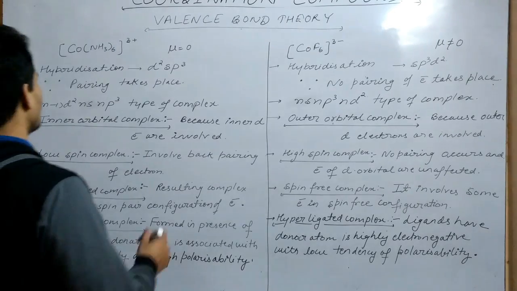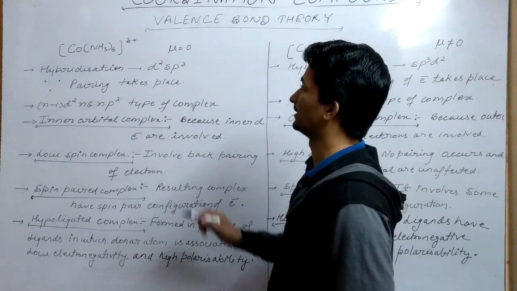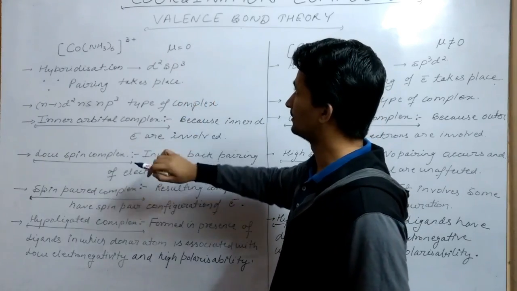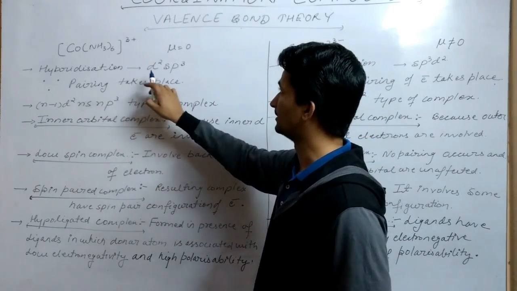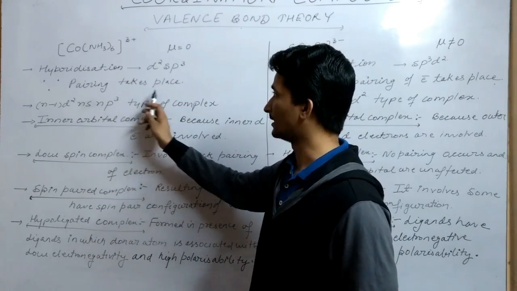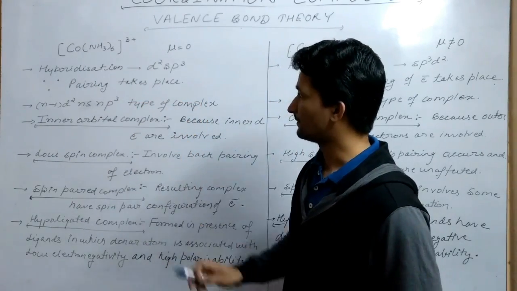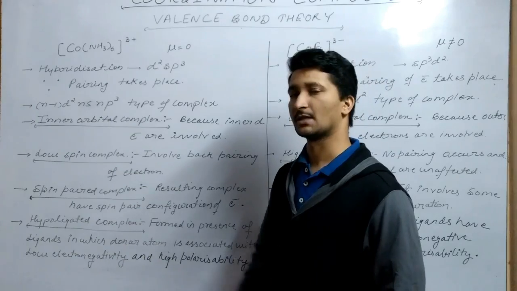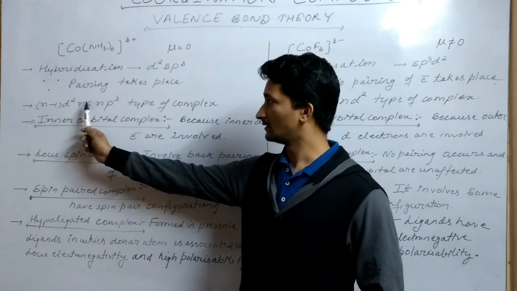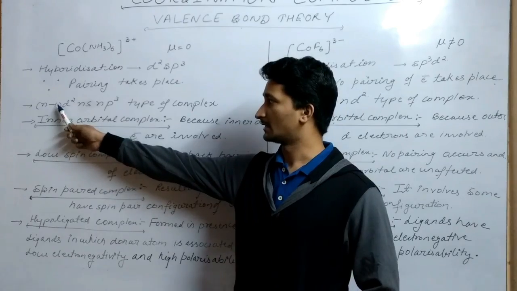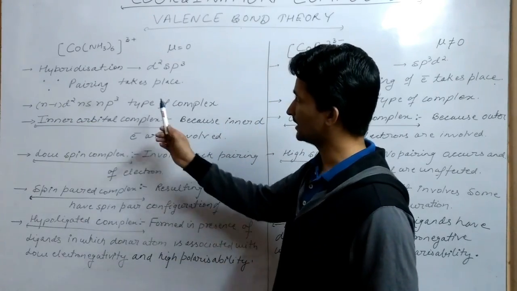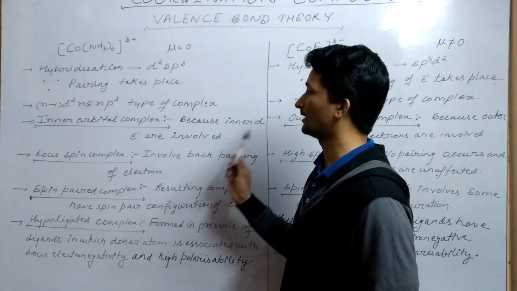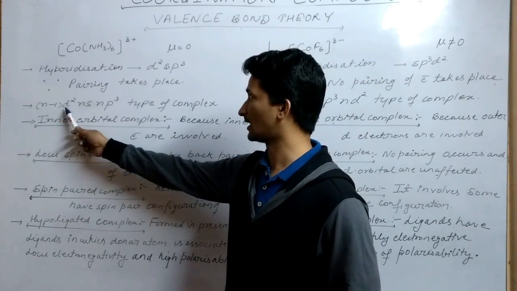So now, till now we have learned that in case of Co(NH3)6 3+, magnetic moment is 0, and therefore its hybridization is d2sp3, because pairing takes place. Now, in this type of complex, (n-1) d2, ns, np3 orbitals are involved in hybridization. So you can see that (n-1) d2. Okay, such types of complexes are called inner orbital complexes, because inner d electrons are involved. You can see here inner d electrons are involved.